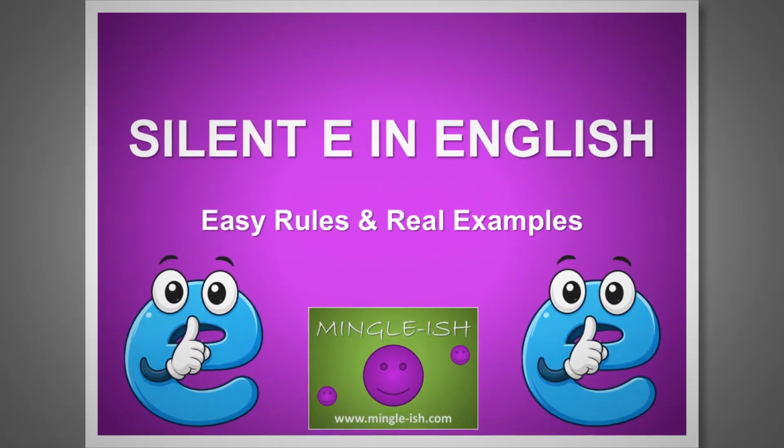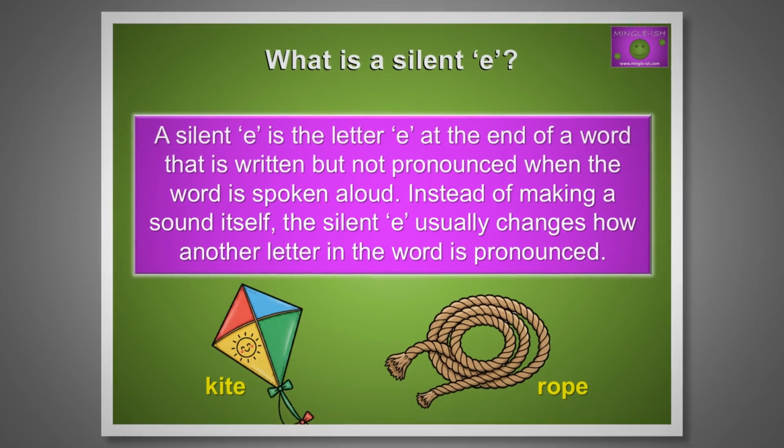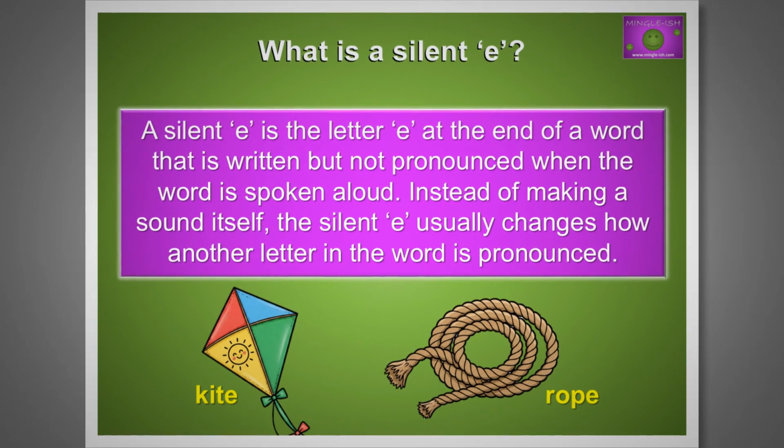Silent E in English. Easy rules and real examples. A silent E is the letter E at the end of a word that is written but not pronounced when the word is spoken aloud. Instead of making a sound itself, the silent E usually changes how another letter in the word is pronounced.